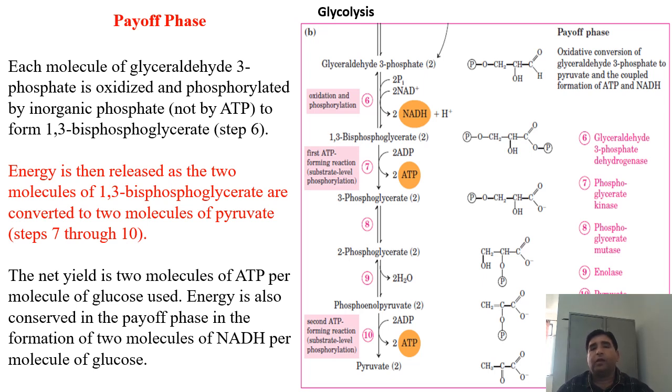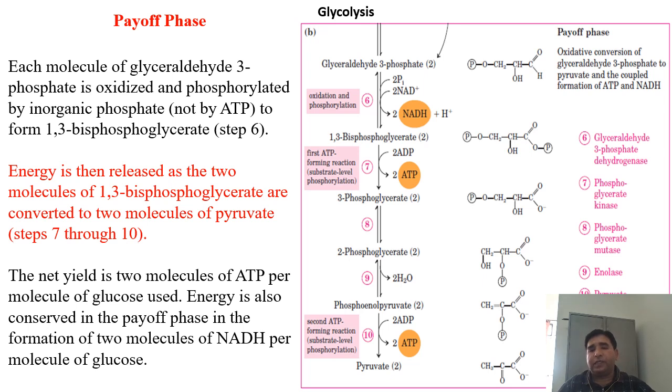Again, in the next step, 1,3-bisphosphoglycerate is converted into 3-phosphoglycerate, then 2-phosphoglycerate, and in the next step it is converted into phosphoenol pyruvate. Then in the final step, phosphoenol pyruvate is converted into pyruvate with production of ATP from ADP, and the process of glycolysis is complete.